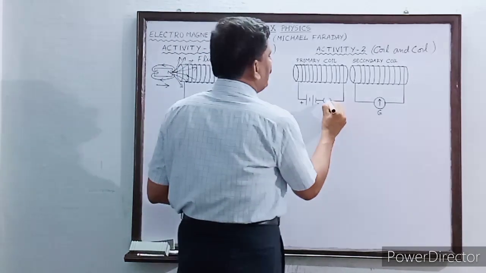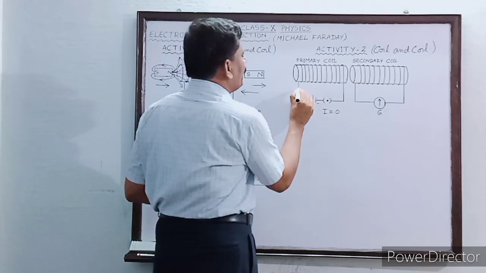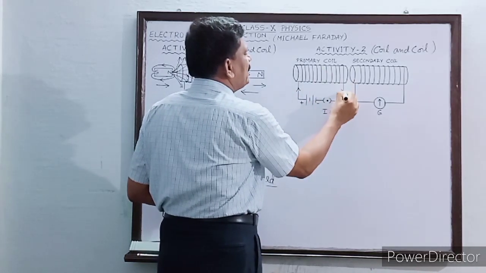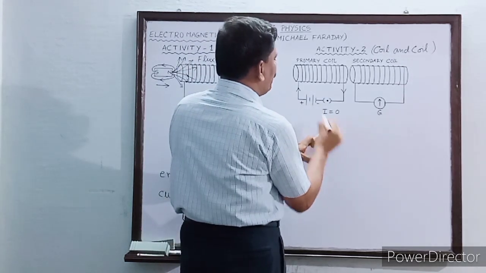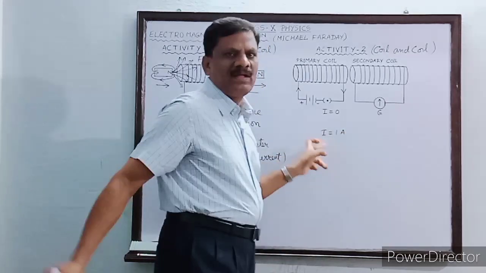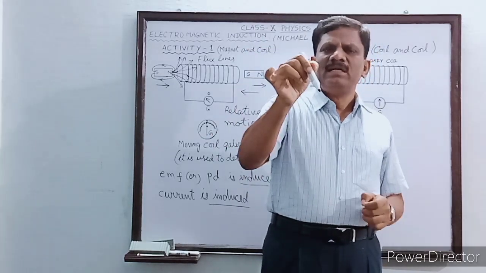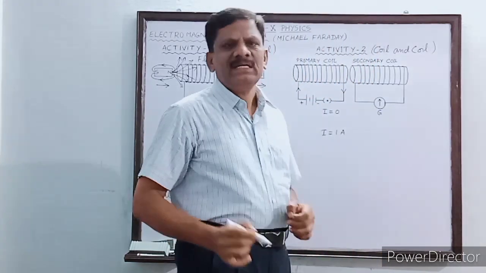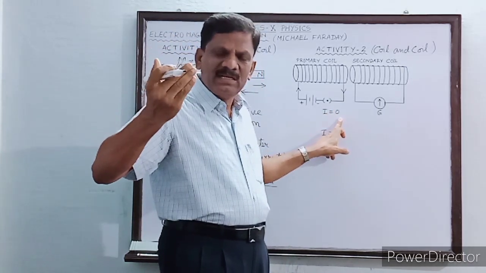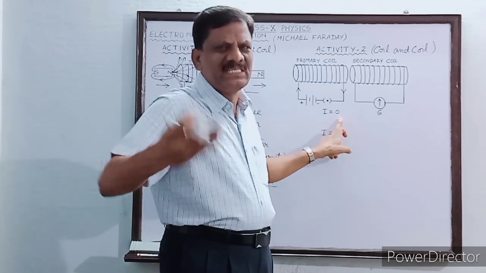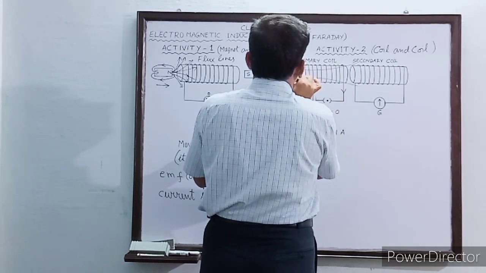And let us say that when the key is closed, the conventional current starts from which terminal? The positive terminal, and it ends its journey in the negative terminal. Let the maximum current supplied by this battery be 1 ampere. Understand? So what is going to happen when you close the key? At that moment, the current will change from 0 ampere to some higher value. So due to this change in current, here a magnetic field will be induced.